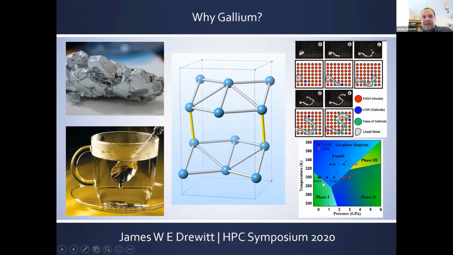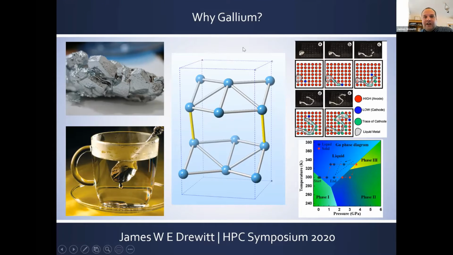But interestingly, at high pressure, the melting curve of gallium is initially negative. So simply squeezing gallium in a high pressure cell will cause it to melt, until around 1.2 gigapascal, where the melting curve then becomes positive. But little's known about the structure and properties of liquid gallium at very high pressures, beyond a few GPa, primarily due to the experimental difficulties associated with accessing these extreme conditions.